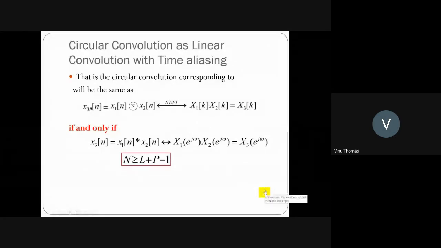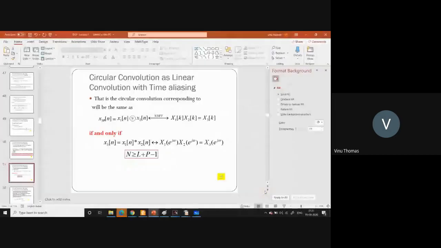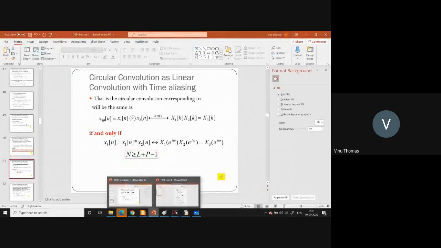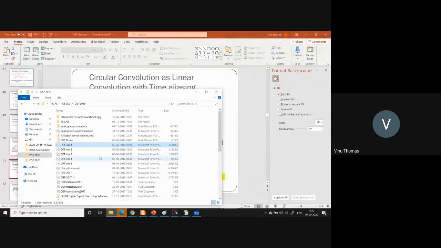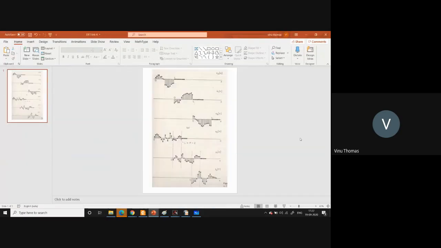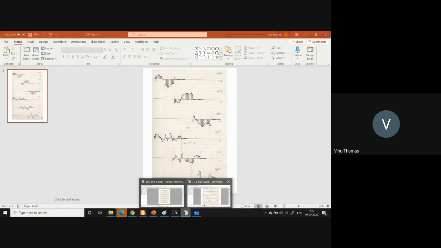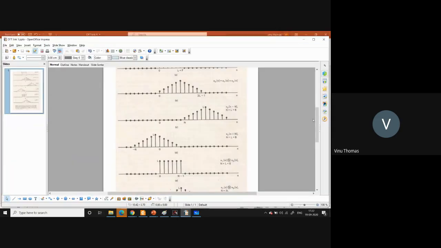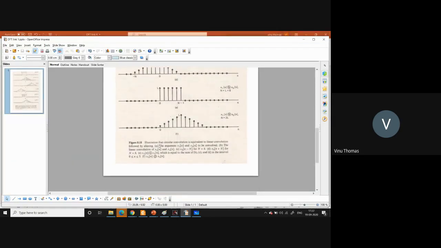So here, when you do an 11-point circular convolution, if you can do an 11-point circular convolution, in that case you will get the circular convolution and the linear convolution yielding the same result. Okay. Here we are taking a 12-point circular convolution.